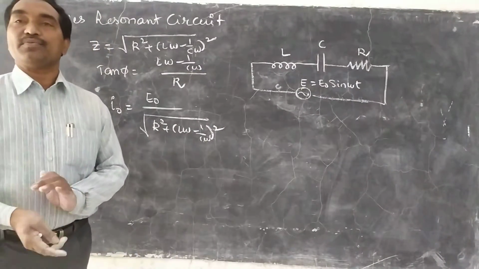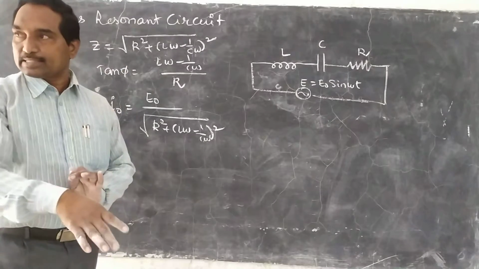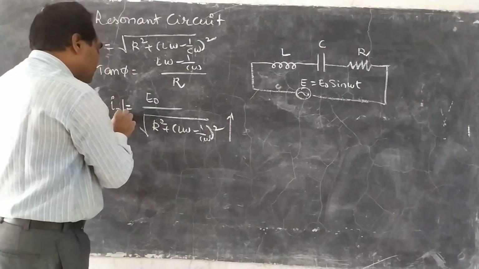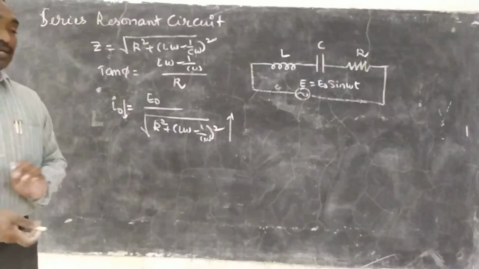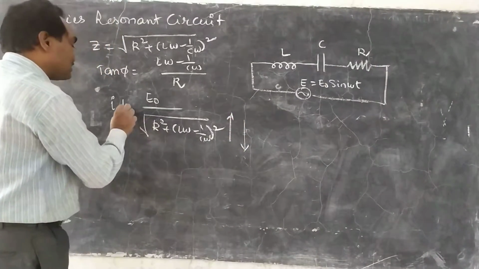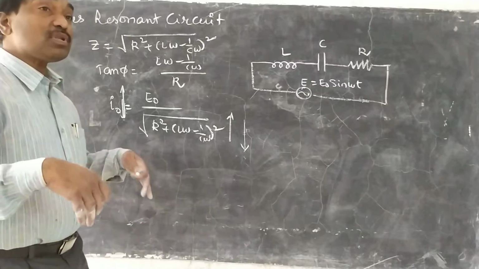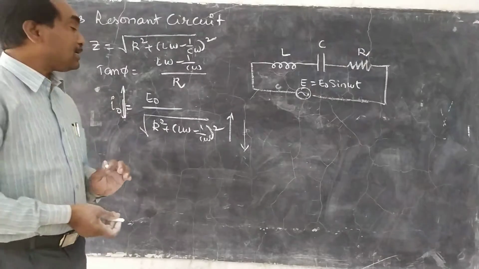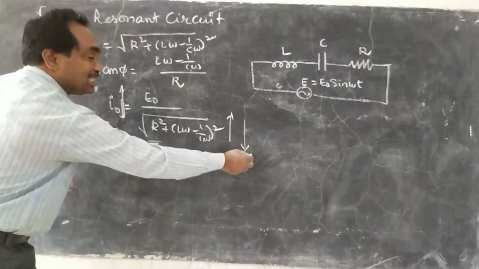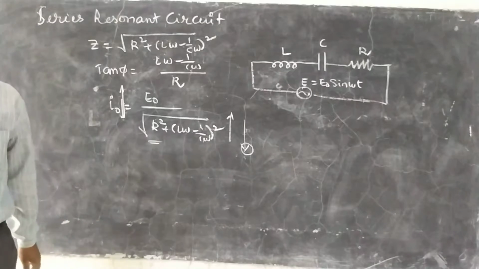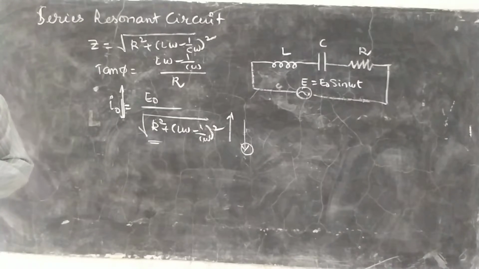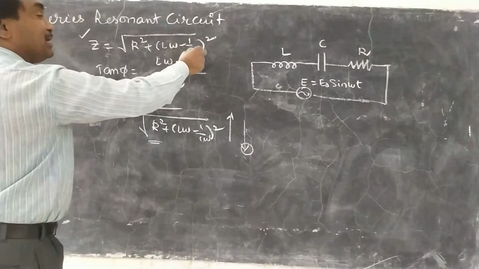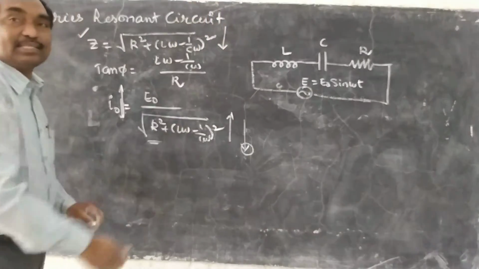We know in an electrical circuit, if resistance increases, current decreases. In this case, if impedance increases, current decreases. If impedance decreases, current increases. In most of our cases, we require maximum current, or more current. More current required is nothing but impedance should be decreased. How can we decrease the impedance? That is our aim. Impedance Z is equal to square root of R square plus L omega minus 1 by omega C, whole square. We want to decrease this impedance.